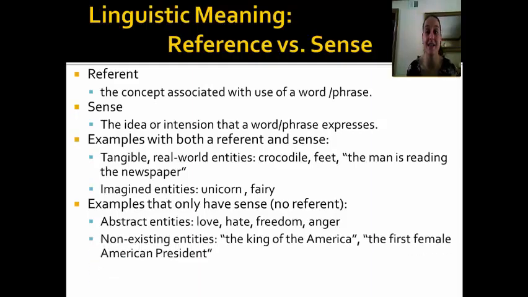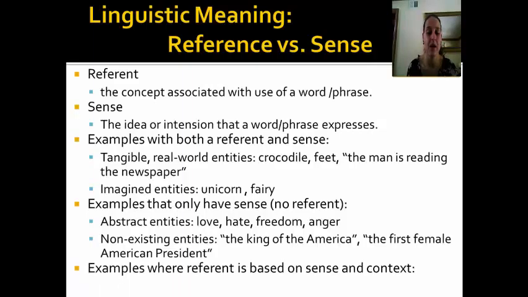We also have non-existing entities that don't have reference, okay? Think about a phrase like the King of America. America doesn't have a king, so there's no referent that would go with that. There's no picture in our mind that we conjure up that is similar across the board. The same thing with the first female American president. There has never been a female American president, and therefore the image that you conjure up is not going to be the same across, right? It doesn't exist in reality.